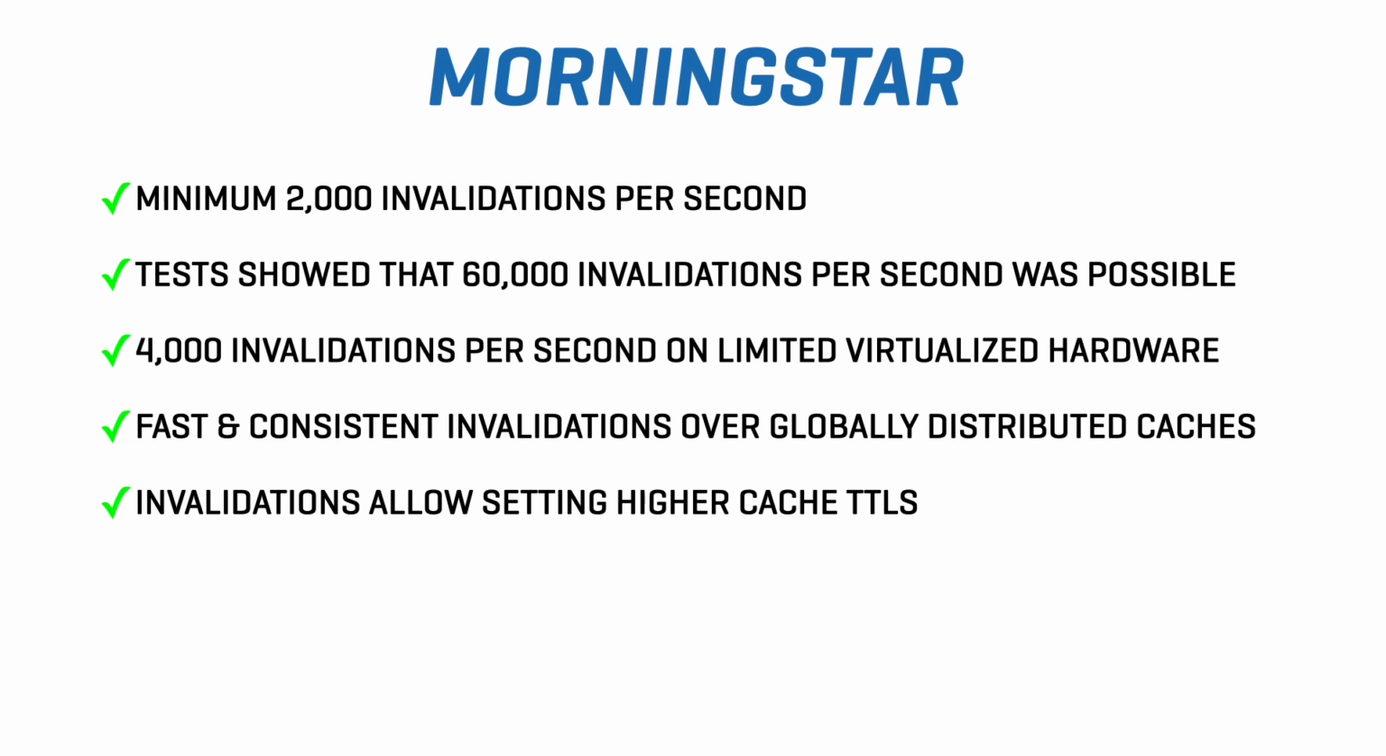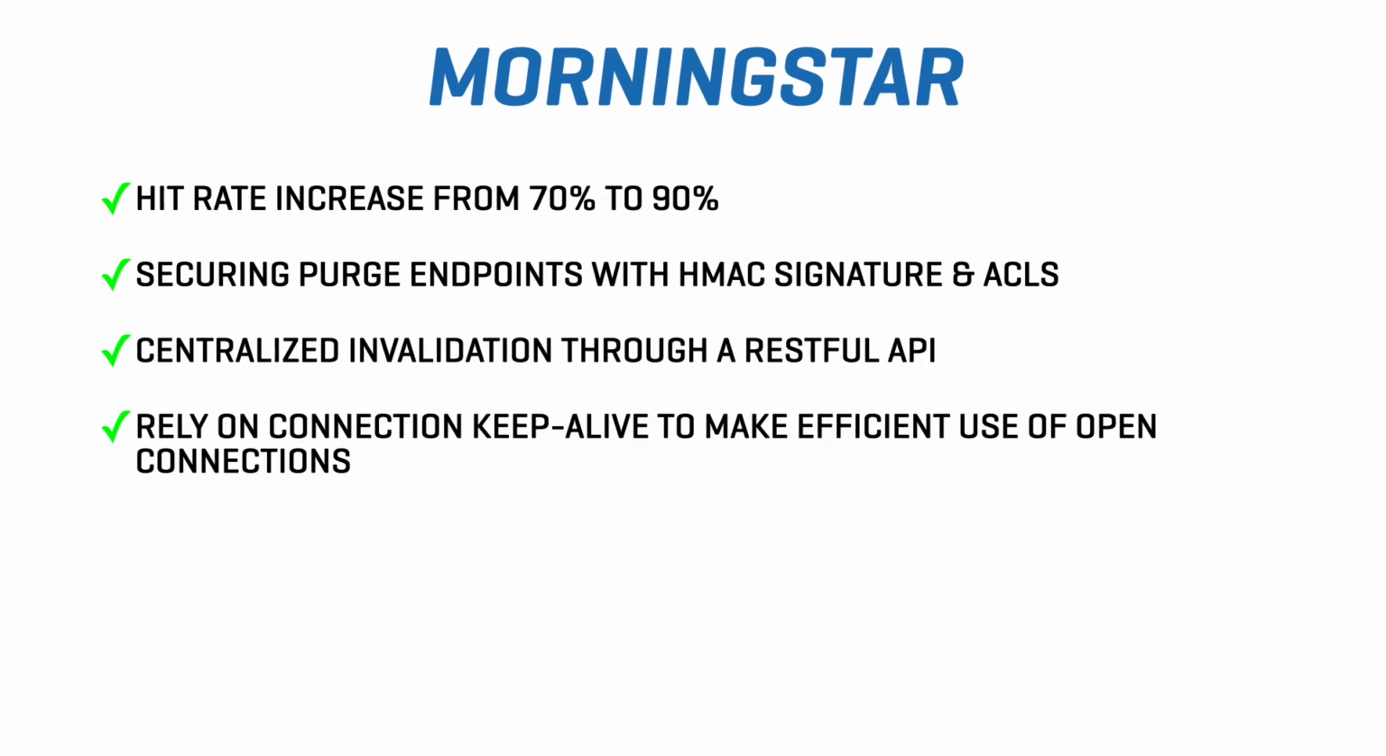However, in a more pragmatic context, they wanted to run cache invalidations on smaller infrastructure footprint with limited virtualized hardware. And that still yielded double of the minimum requirements, 4,000 cache invalidations per second. This needed to be very fast and very consistent over globally distributed caches. And these invalidations allowed them to set higher cache TTLs. Despite a high rate of cache invalidations, their hit rate went up from 70% to more than 90%.